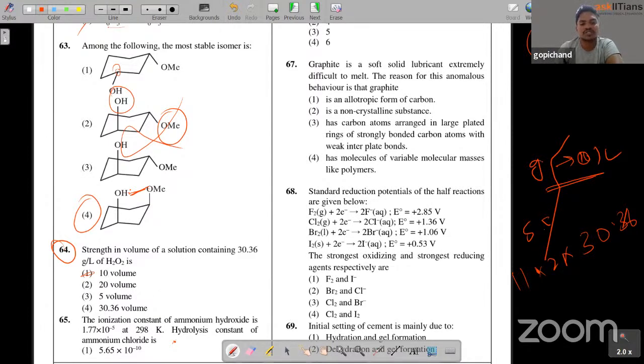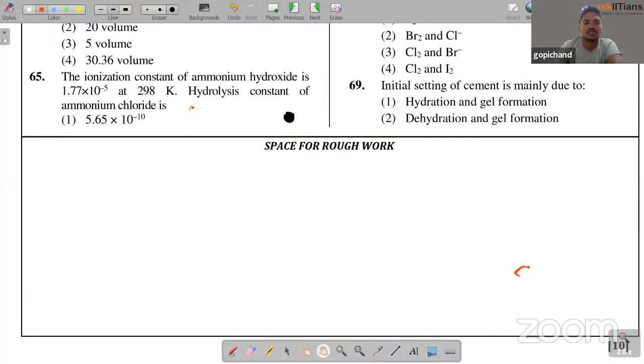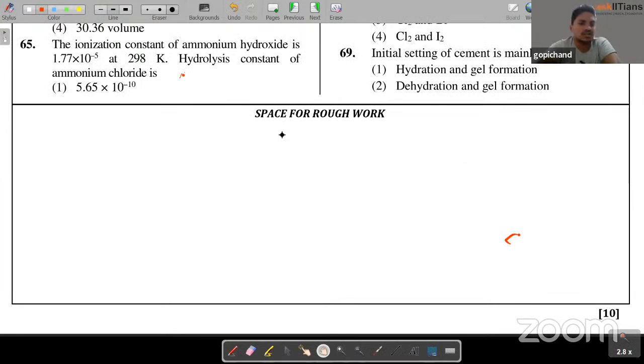And next one, question number 65. The ionization constant of ammonium hydroxide is 1.77 into 10 to the power of minus 5 at 298 Kelvin. Hydrolysis constant of ammonium chloride will be. So the ionization constant means we can clearly say that Kb. Okay. So this is coming from the ionic equilibrium chapter. So they are asking the hydrolysis constant. What is hydrolysis constant? Kh.